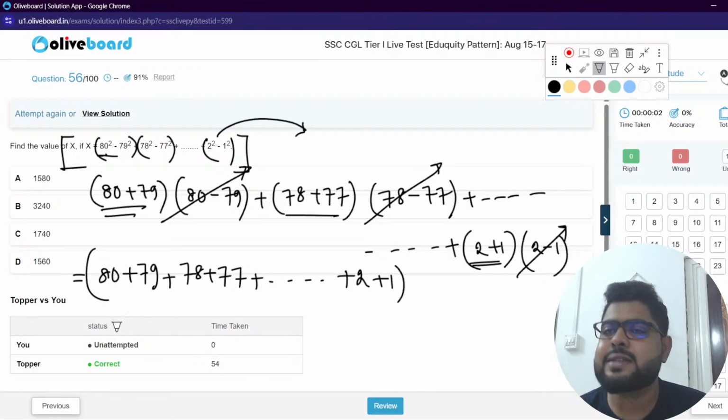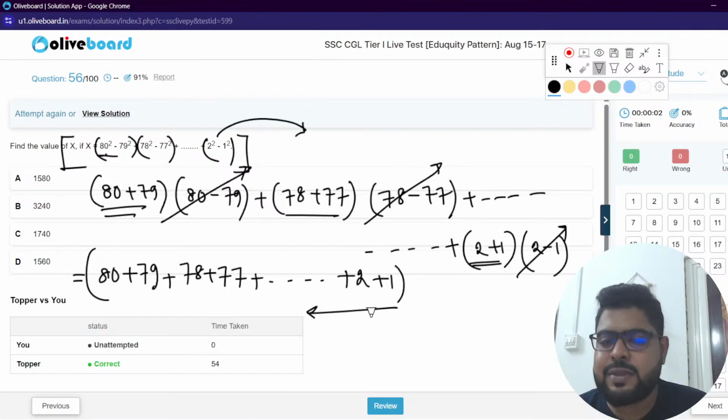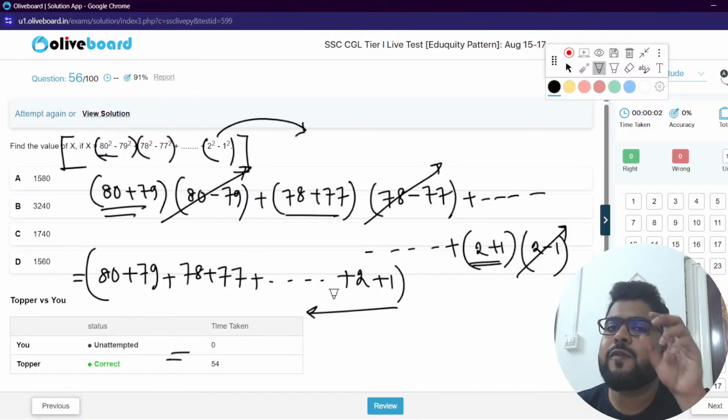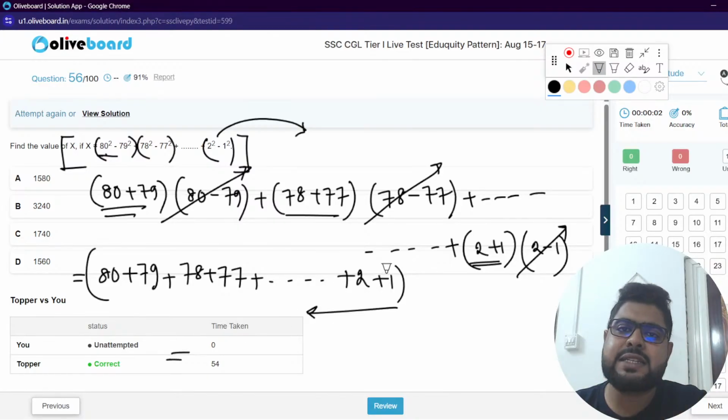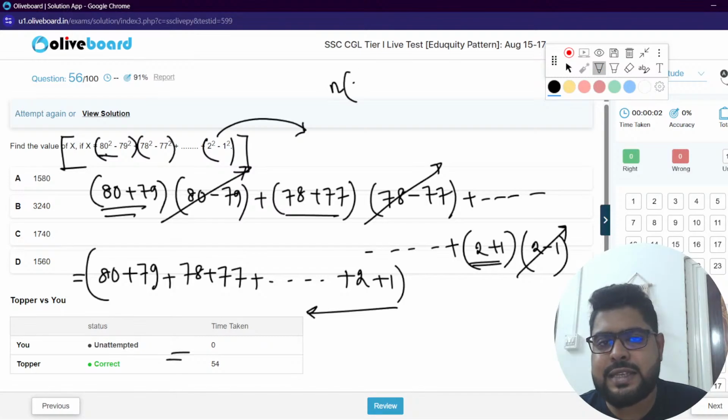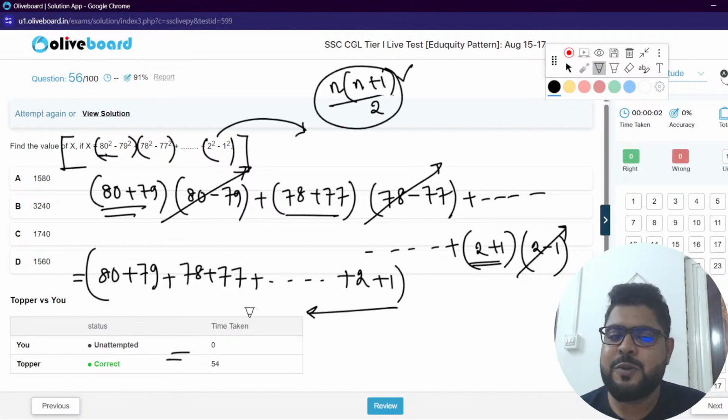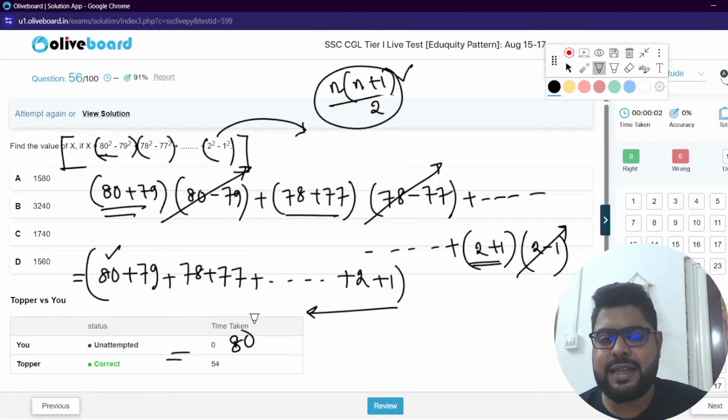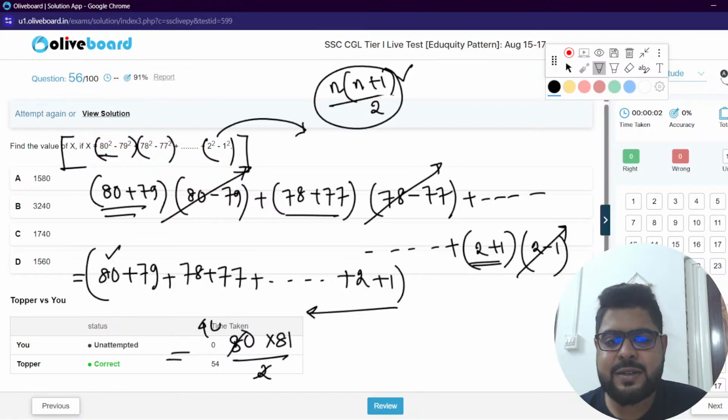If you look at this from this end, it is the sum of the natural numbers from 1 to 80. The formula to get the sum of all natural numbers is n into n plus 1 by 2. Here n is 80, the last term is 80. So 80 into 81 by 2, that is 40 times 81, somewhere around the 3200 mark.